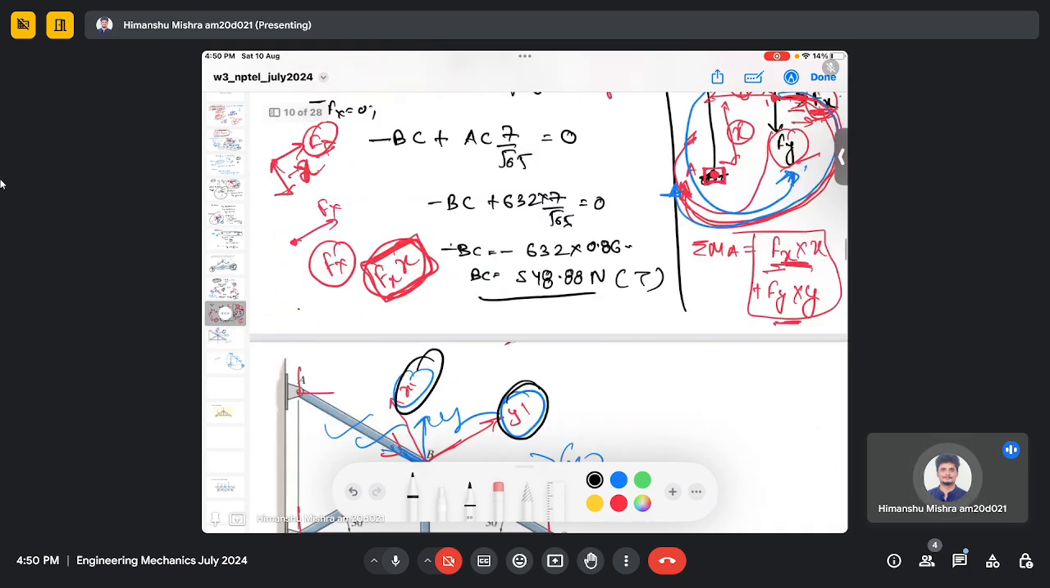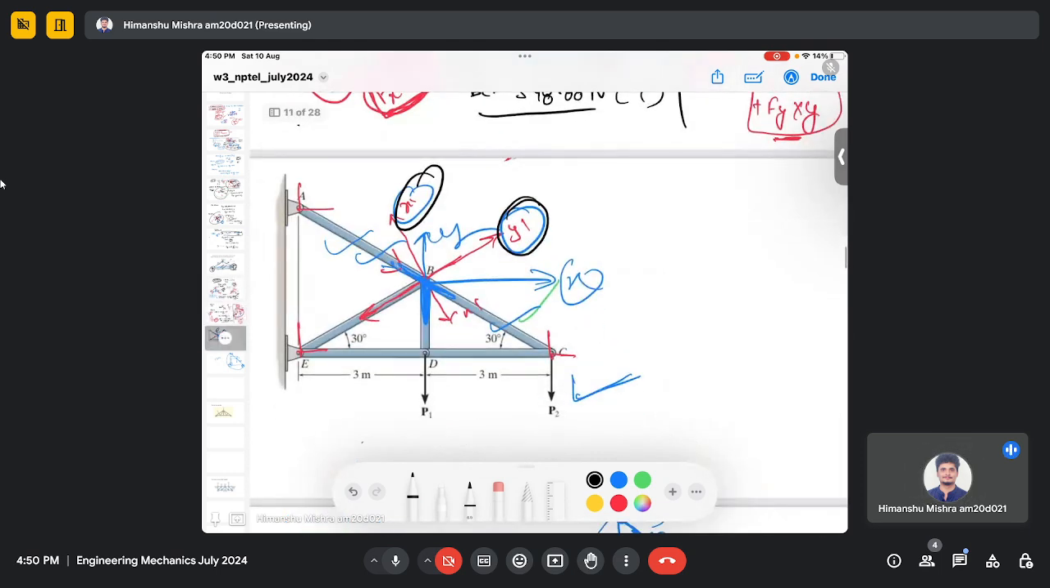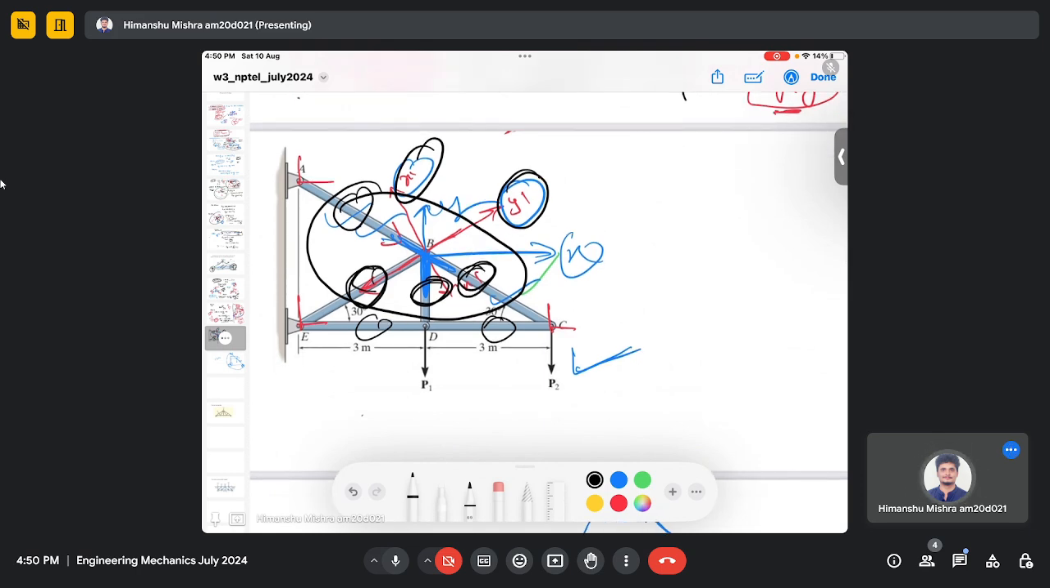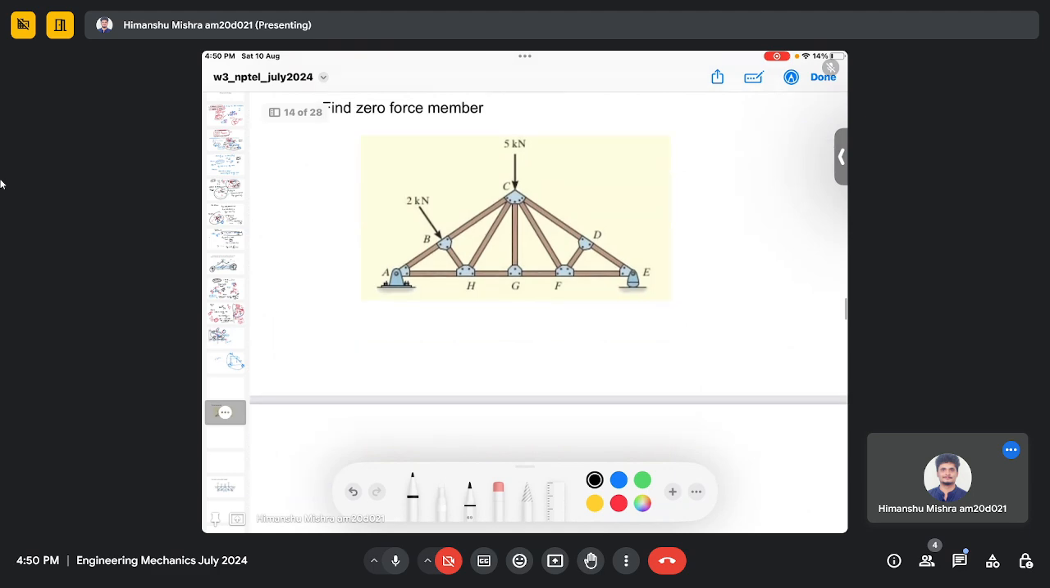So this is very similar to the previous one that I have shown here. So try to solve the forces in these members at least. You don't need to find for each member here, but consider solving force in these four members. Okay, so try this question by yourself. So any doubt you can ask.